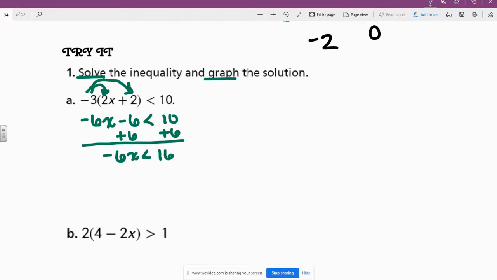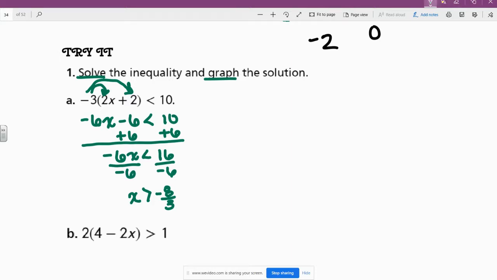Now I'm going to have to divide to get rid of this -6. So I'm going to divide both sides by -6. You should think, okay, if I'm dividing by a negative, I have to flip the sign. So my answer becomes x is greater than -8/3. Or if you want to change that into a mixed number, you're more than welcome.